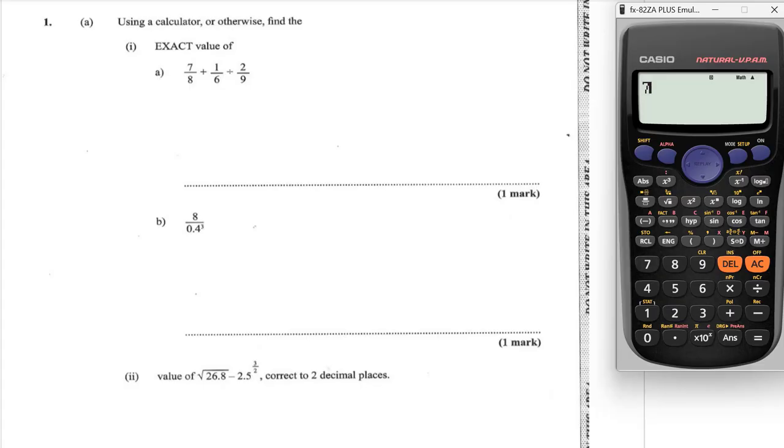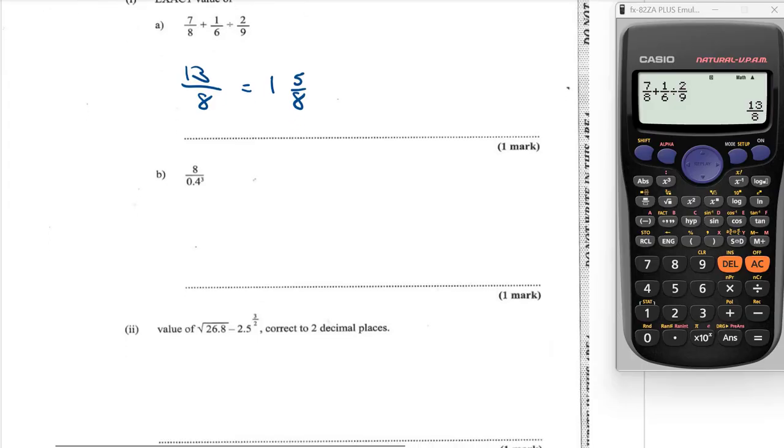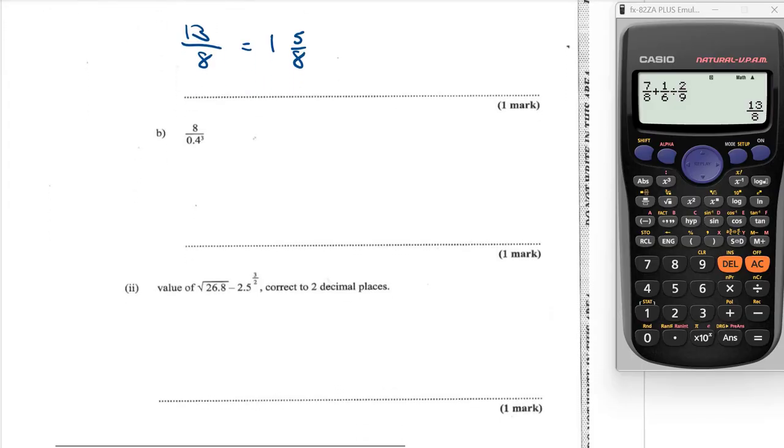So, we can go ahead and put these fractions in our calculator. So, it's 7 over 8 plus 1 over 6 divided by 2 over 9. And that gives me 13 over 8, which is the same thing as a mixed fraction as 1 and 5 over 8. Let's look at the next question.